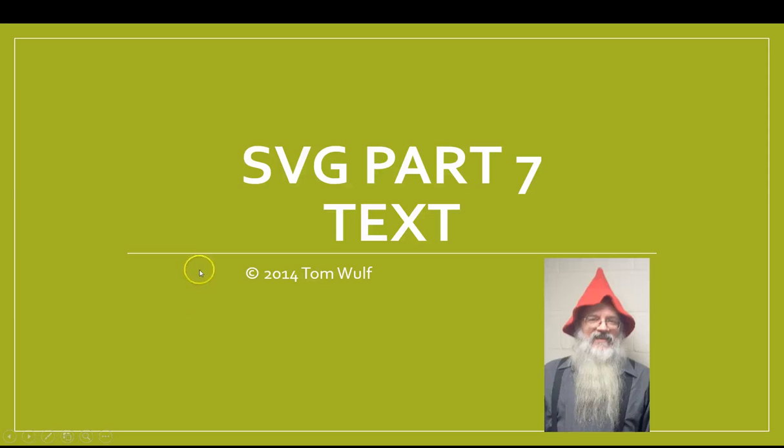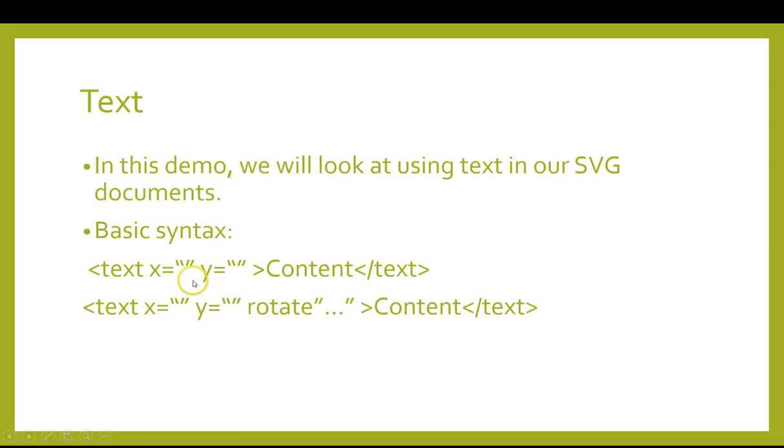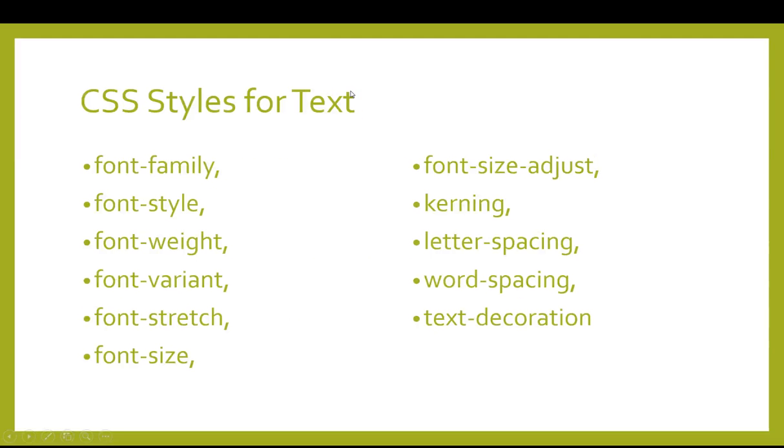Okay, so we're going to go ahead and look at text in SVG, continuing our series of videos on how to use SVG. And you'll see that we have a basic text element here. We give the X and Y position, which is really the left-hand position for where the text starts. And then the actual text is the content of the text node. A bit later we'll see that there's a rotate option, and there are many styling things you can do here.